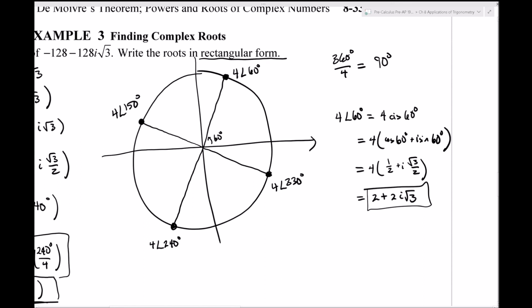Cosine of 60 is 1/2. Sine of 60 is square root of 3 over 2. You multiply 4 into both. 1/2 times 4 is 2. You multiply 4 into square root of 3 over 2. The 4 over 2 reduced to 2. So 2I square root of 3. That looks fine to me.